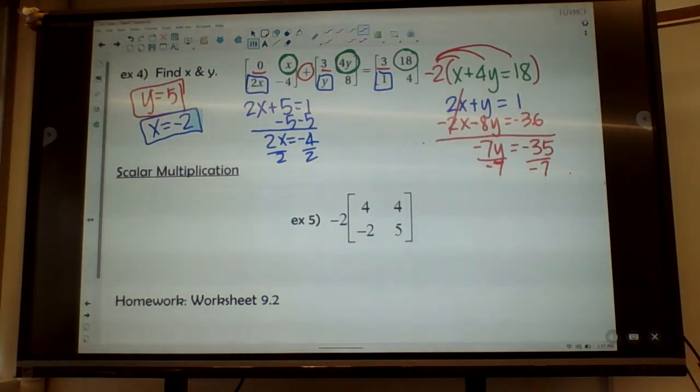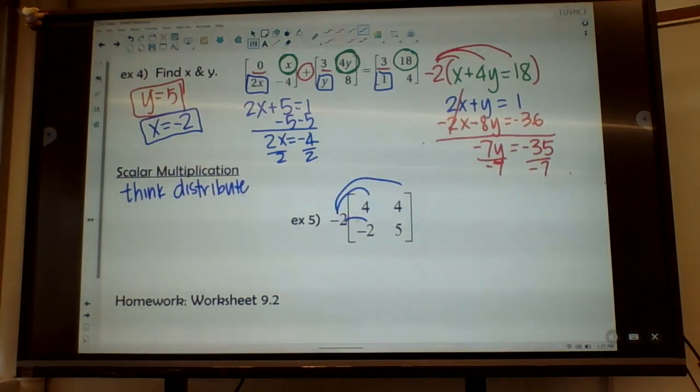And then our last thing is something called scalar multiplication. And we'll use this tomorrow to help us to do some dilations and kind of enlarge or shrink a matrix or a drawing. And scalar multiplication is kind of like the distributive property. So thinking distribute, so it's like I'm distributing this in. It's multiplication. Everything's getting that -2.